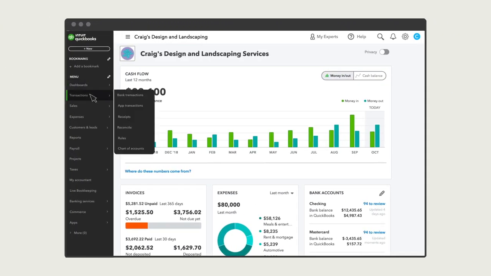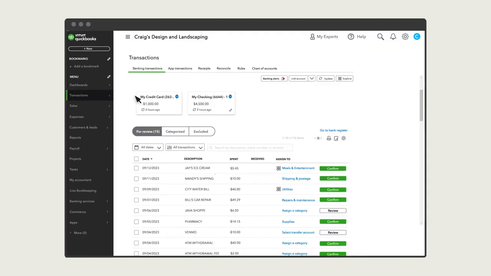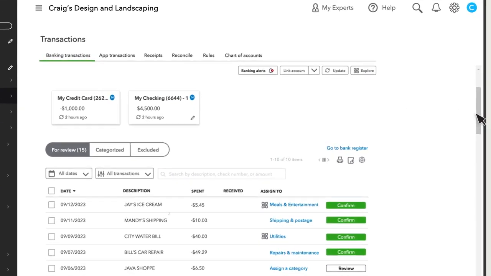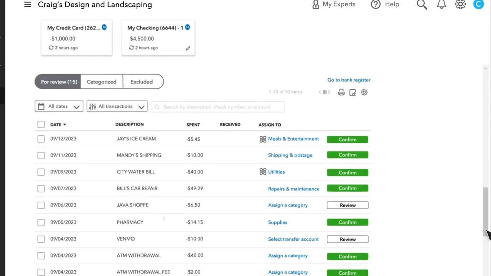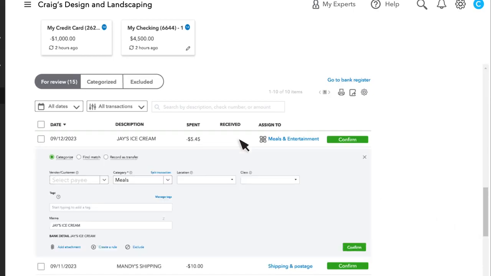Select Transactions to see your downloaded transactions. When you download a personal expense, it's tempting to exclude it, since they aren't business related. The problem is that every month you need to reconcile your accounts, which is when you compare your bank and credit card statements to what you have in QuickBooks to make sure they match. If you exclude any transaction that you'll see on your statement later, you won't be able to reconcile.